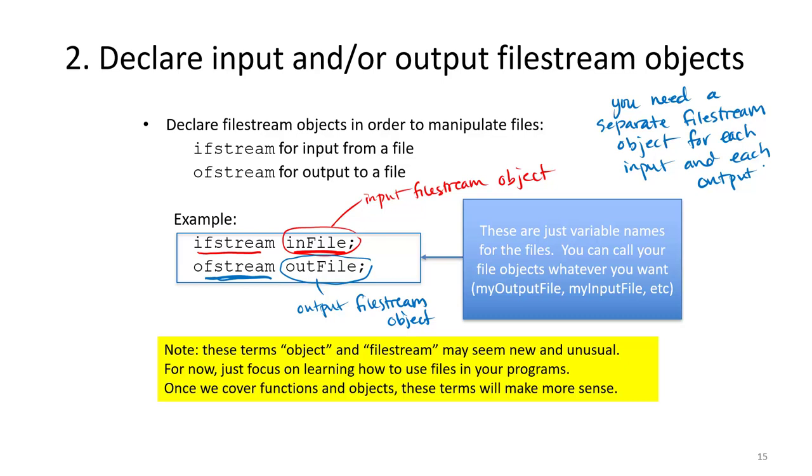Also, as I mentioned, the terms object and file stream might seem new and unusual. And please keep in mind that we're going to be covering functions and objects later on in the class. So don't worry too much about knowing what exactly an object is and what a function is at this point. We will cover those in more detail later. For now, just focus on memorizing the syntax and using it to manipulate data files.